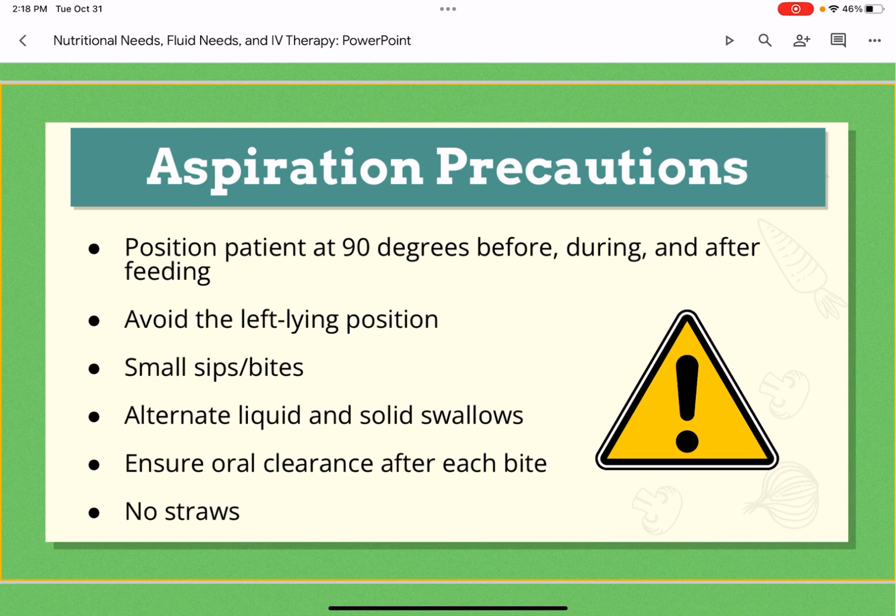The following are aspiration precautions. You want to position the patient at 90 degrees before, during, and after feeding. Avoid the left lying position because the left lying position prevents the stomach from emptying into the small intestines. Encourage the patient to take small sips and bites. Alternate liquid and solid swallows. Ensure oral clearance after each bite, and don't allow straws. Straws propel the liquid into the back of the mouth quicker, which can cause swallowing problems in people with dysphagia.